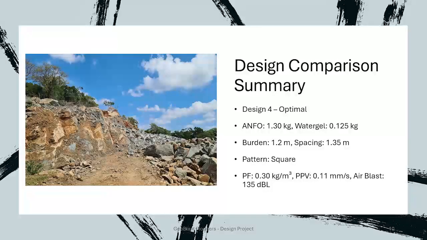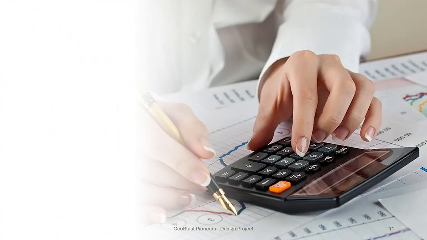After analysing all models, Design 4 was selected as the optimal configuration. It used 1.30 kilograms of ANFO and 0.125 kilograms of water gel per hole, with a burden of 1.2 meters and spacing of 1.35 meters. The pattern was square, and it achieved a powder factor of 0.30 kilograms per cubic meter, PPV of 0.11 millimeters per second, and an air blast of 135 decibels, all within safe and efficient limits.